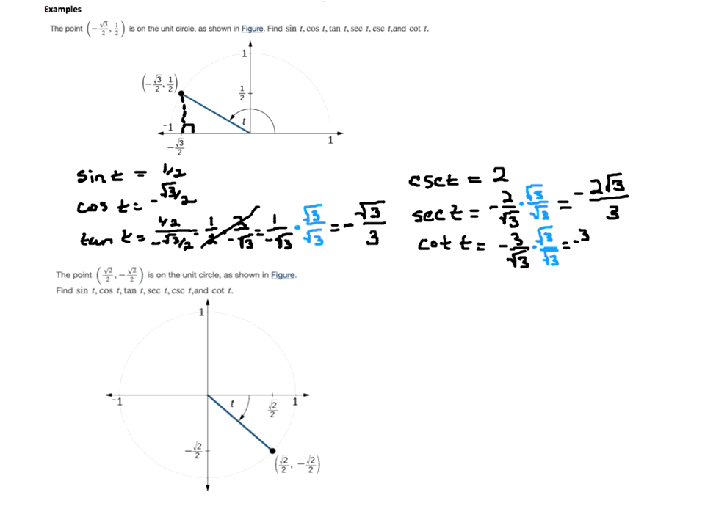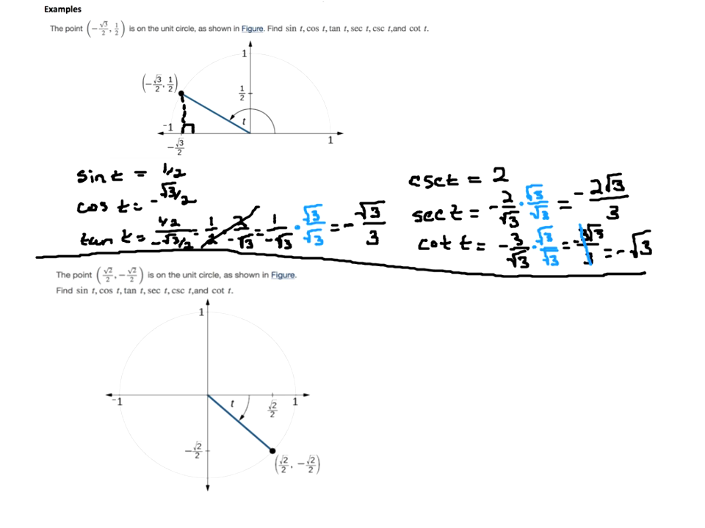So here I get negative 3 square root 3 over 3. My 3's divide out, and I am simply left with negative square root 3. All right, we're going to do the same thing for this other point here, this other angle.